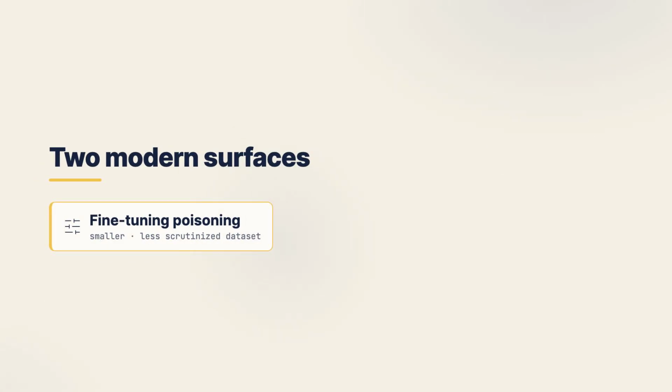Now, this isn't only a train from scratch problem. There are two modern surfaces I want you to watch. The first is fine-tuning poisoning. Most teams don't train base models, they adapt them with a smaller fine-tuning or instruction dataset. And that dataset is smaller, often less scrutinized, and frequently third-party or user-contributed. That makes it a cheaper, easier place to plant a backdoor than the original training run ever was.